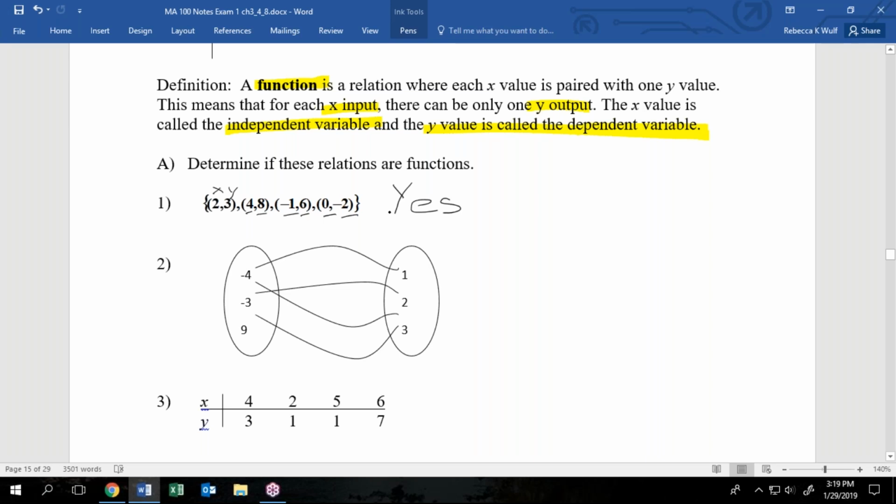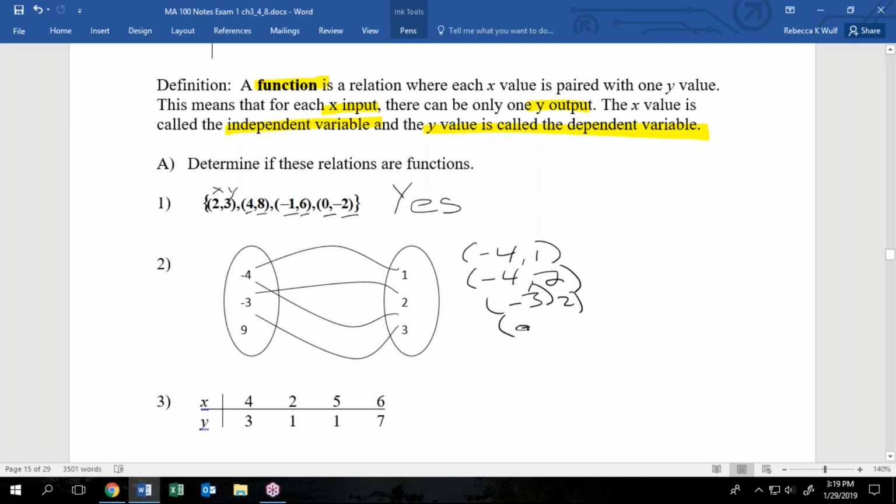I think it would actually be a little more helpful to see a situation where we don't have a function. So for the second one, I have one of these crazy maps. Again, it may be helpful if I rewrite these as just points. When x is -4, y is 1. When x is -4, y is 2. When x is -3, y is 2.